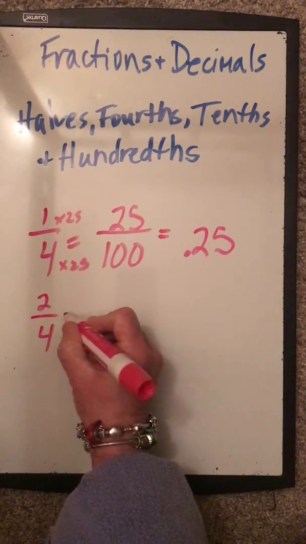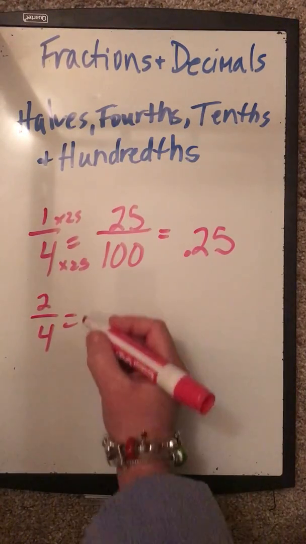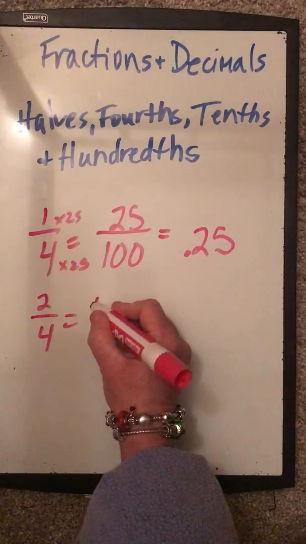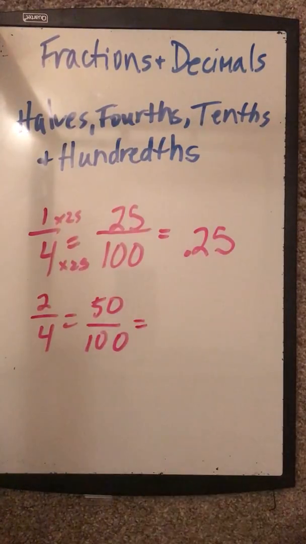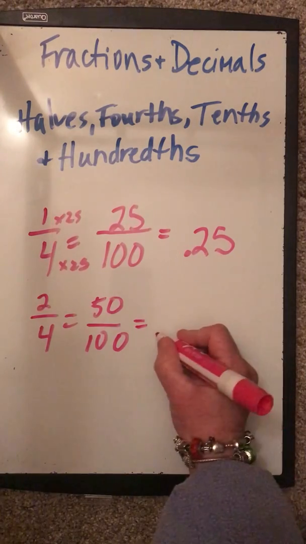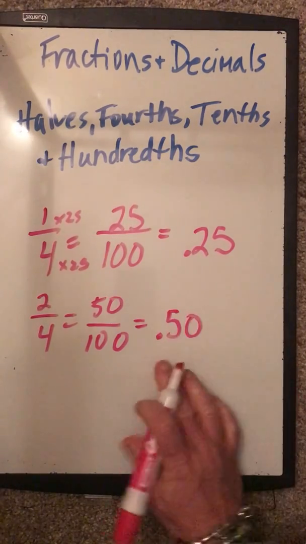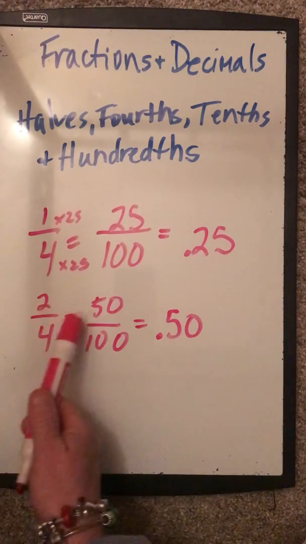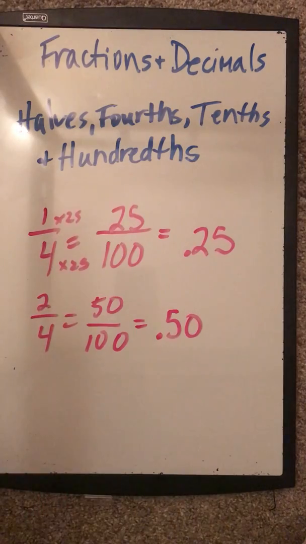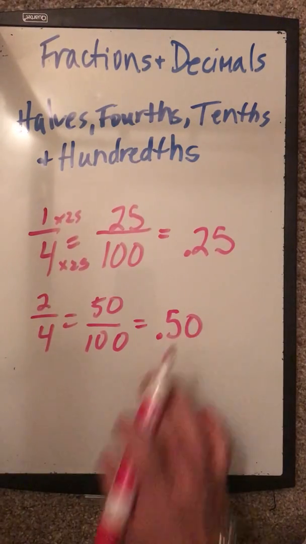And if we were to take 2/4, well, we could change that to 50 hundredths, which is the same as 1/2. And we could do 0.5 or 0.50, doesn't matter, they're the same. And 50 cents is the same as 2/4. 2/4 is 50 cents.